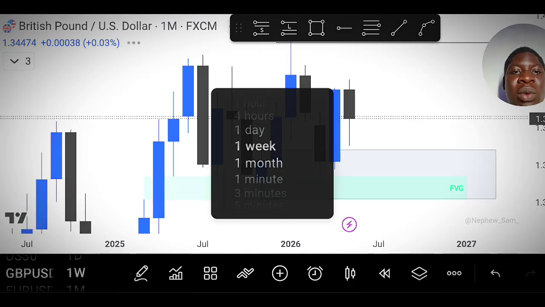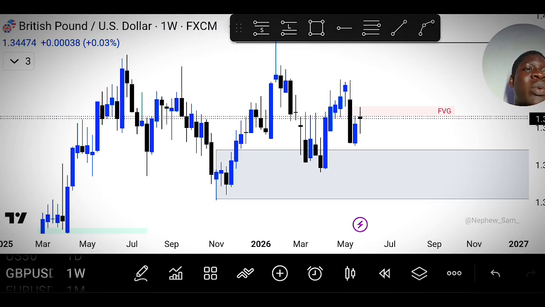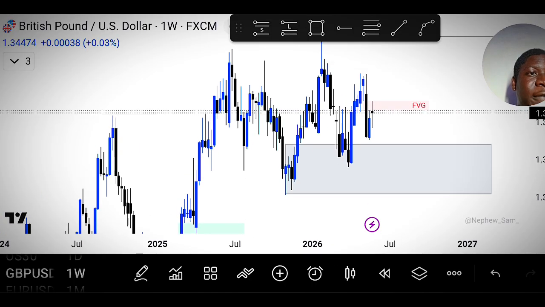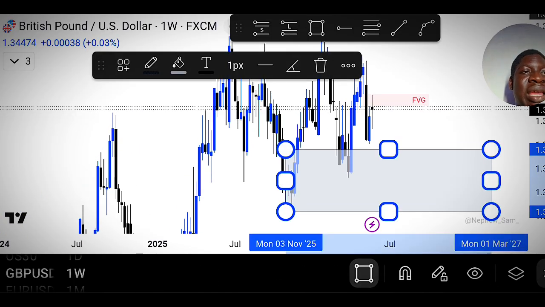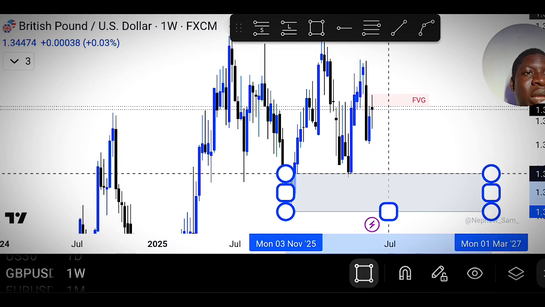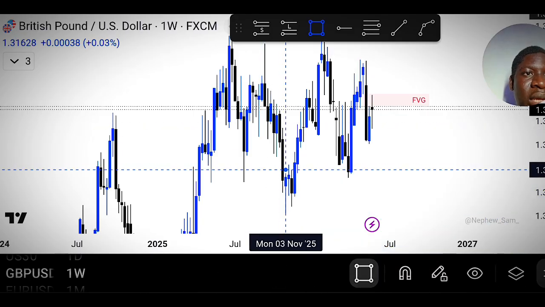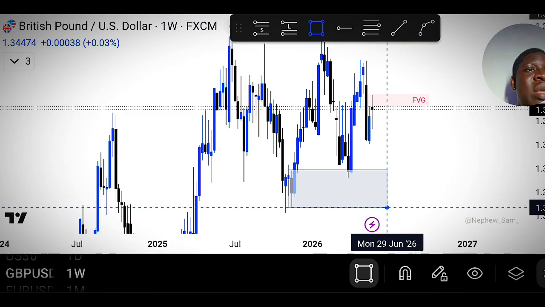Now we are going to the weekly time frame. If you check the weekly time frame, you are going to see another thing here. Inside the monthly time frame order block, we have the weekly time frame order block again. You see this black candlestick, this is our weekly order block.